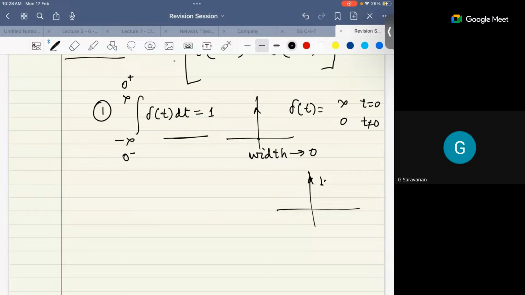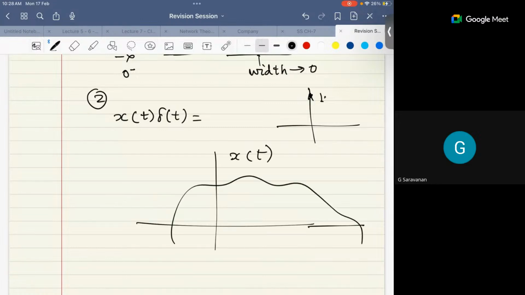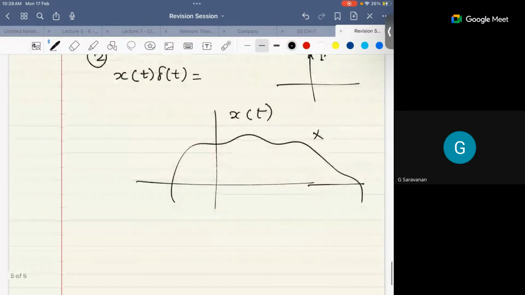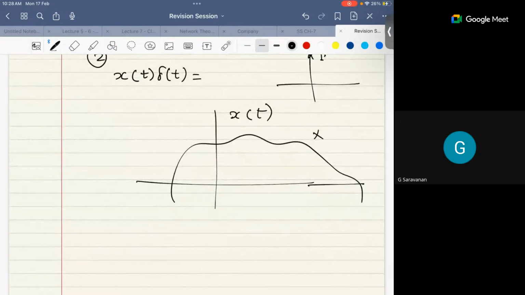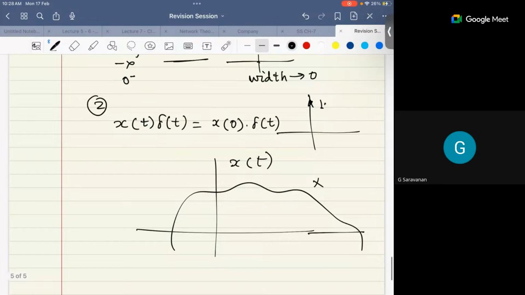Now the second property is what? If you are multiplying any function x(t) with delta t, what does that become? Let's say x(t) is given, and then you are multiplying a delta function, and delta is just defined at t equals 0. So this function will be x of 0 times delta t. Or take any value, for example x(t) times delta of t minus t naught.